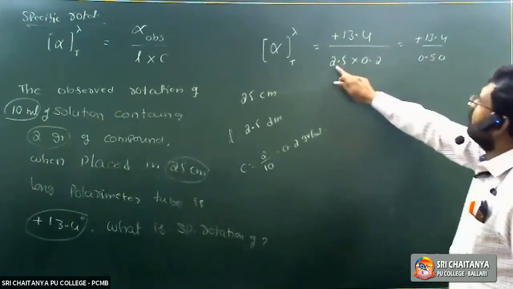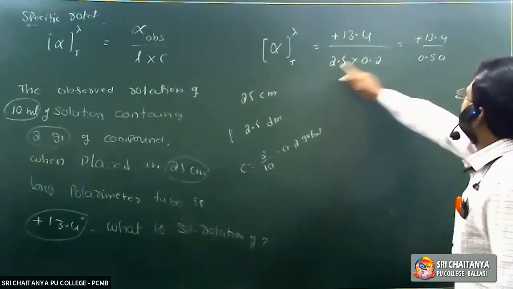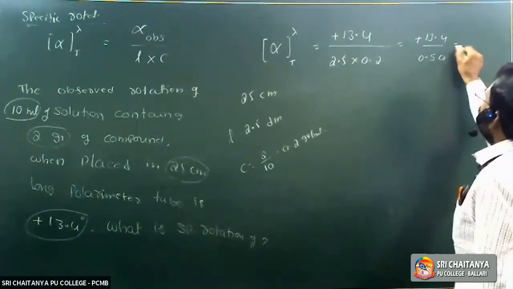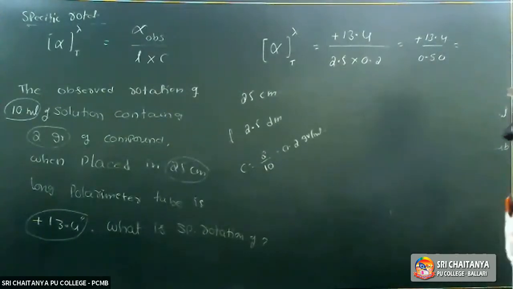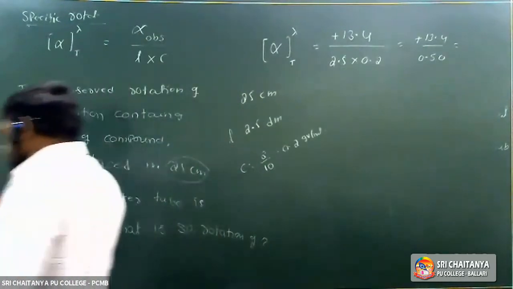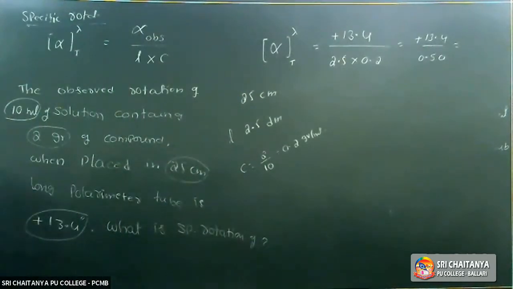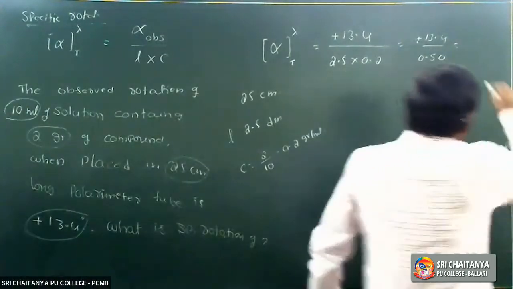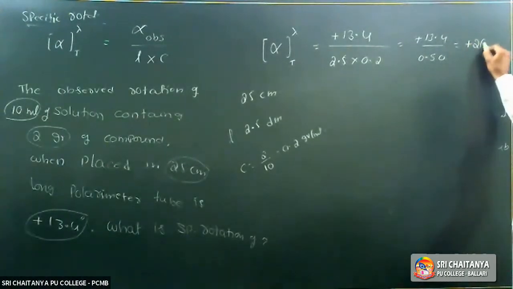2.5 into 0.2 is 0.50. So 13.4 divided by 0.50, simplified, is nearly plus 26.8 degrees. It is the specific rotation.